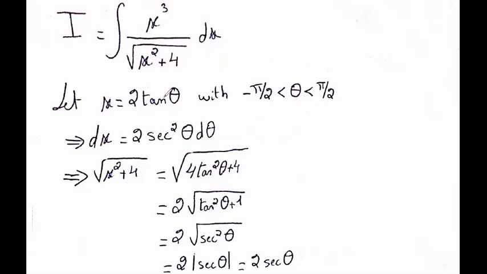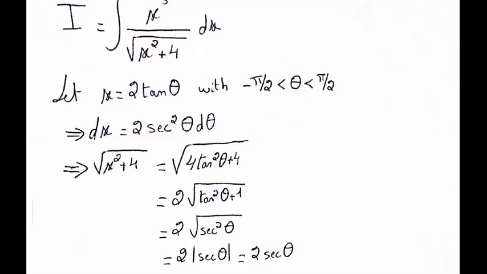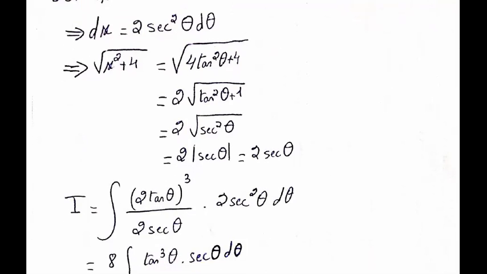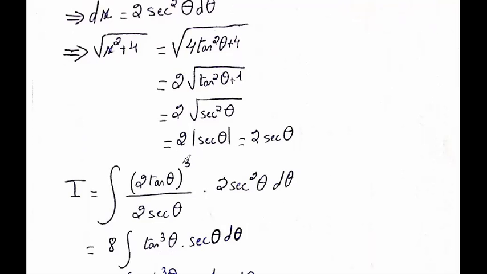And now what we do is that we replace in our integral. So we replace x by 2 tangent theta, square root of x squared plus 4 by 2 secant theta. And don't forget dx, we replace it by 2 secant squared theta d theta. So our integral becomes the integral of (2 tangent theta) cubed over 2 secant theta, times 2 secant squared theta d theta. This is x cubed, this is the square root, and this is dx. So here we get 2 cubed, it's 8. We simplify the 2's here, we simplify the secant squared and secant. So we get 8 tangent cubed theta d theta.